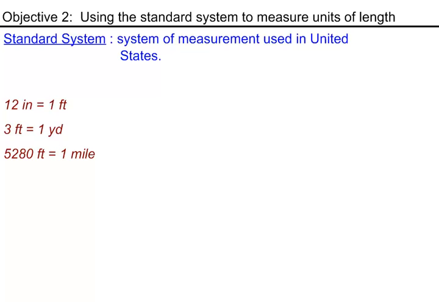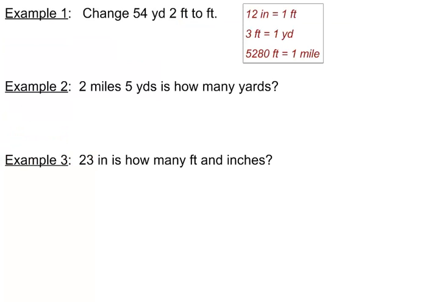Now, the standard system, actually, it works the exact same way as the metric system, but I think it's a little bit harder to remember because we're not dealing with base 10, we're dealing with sometimes 3, 12, 4. So we know that there's 12 inches in 1 foot, 3 feet in 1 yard, and 5,280 feet in a mile. Okay, we're going to keep that in mind. So we're going to do the same thing.